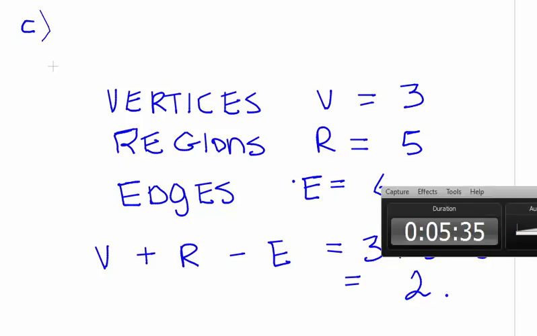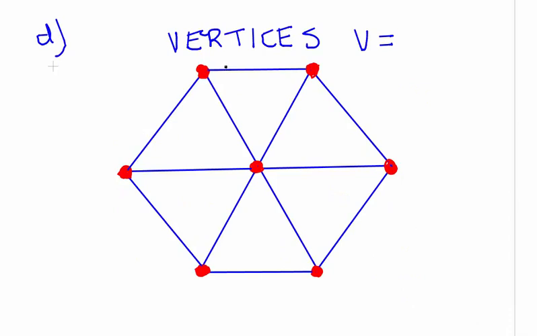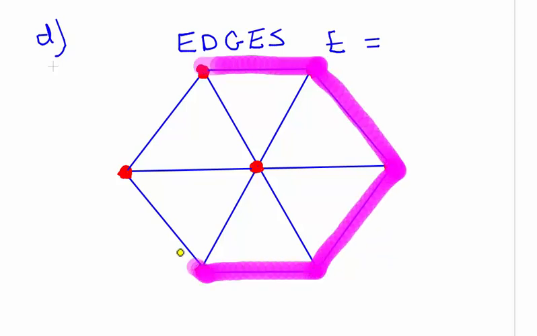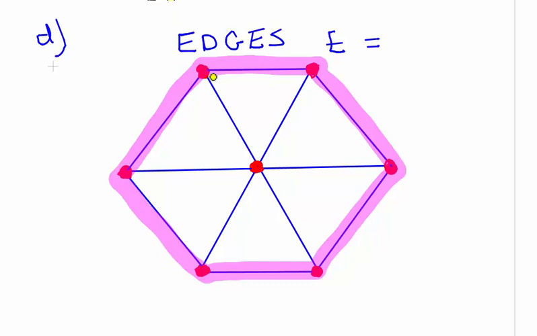I'm just going to pause it again. Okay, so this is the last one here. What we have here is 7 vertices. Don't forget that internal one. So V is equal to 7. Now, the number of edges. Let's go around the side first. 1, 2, 3, 4, 5, 6. And then 1, 2, 3, 4, 5, 6. So that is equal to 12.